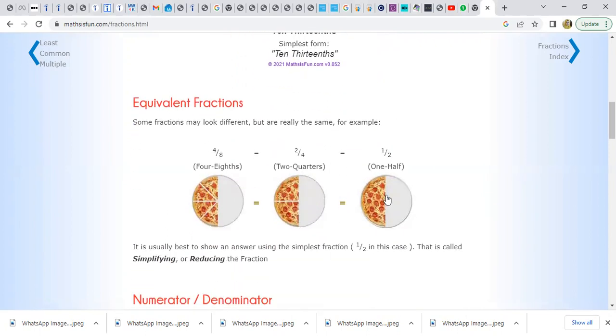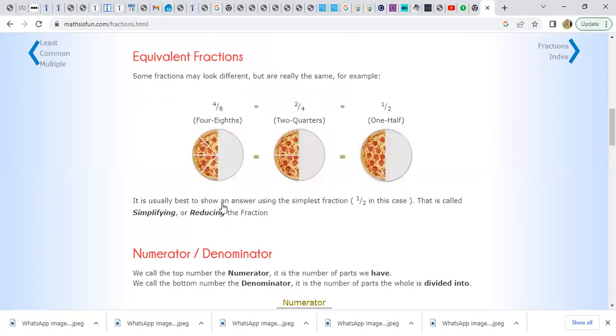Now we are having the next topic, equivalent fraction. Some fractions may look different but are really the same. For example, it is 4 over 8. You can say it as 4/8, and it is 2 over 4, 2 quarters, and 1/2. It is usually best to show an answer using the simplest fraction, 1 over 2 in this case. That is called simplifying or reducing the fraction.